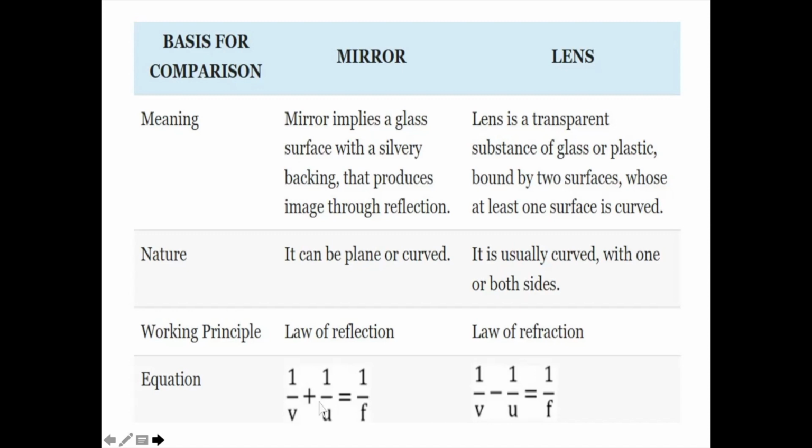In the mirror formula, you have to write 1 upon f is equal to 1 upon v plus 1 upon u. And in the lens formula, you will have to remember 1 upon v minus 1 upon u. This is plus and this is minus. Okay, remember this plus sign and this minus sign. v means image distance, u means object distance, f means the focal length.